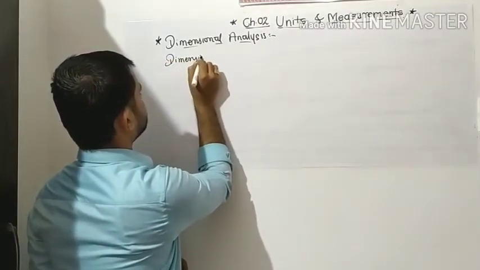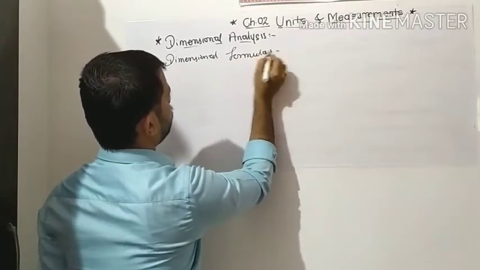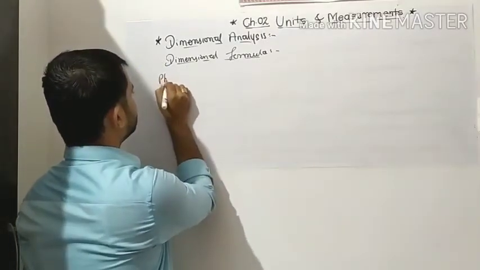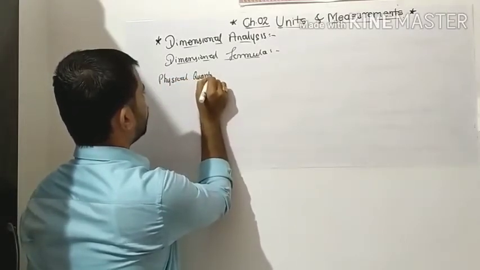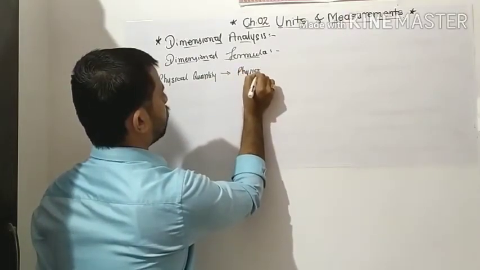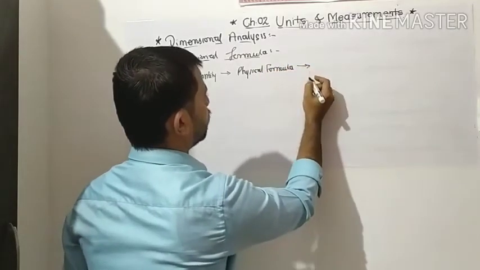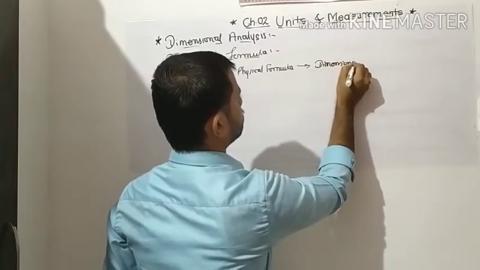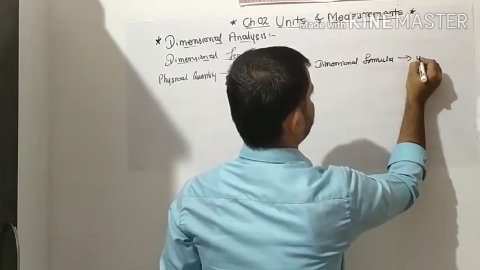How can we write the dimensional formula? For writing the dimensional formula we have to follow some steps. First of all, we have to write down the physical quantity, the quantity for which we have to express the dimensional formula. Then we go for the physical formula. Then we go for the dimensional formula. Then its units.